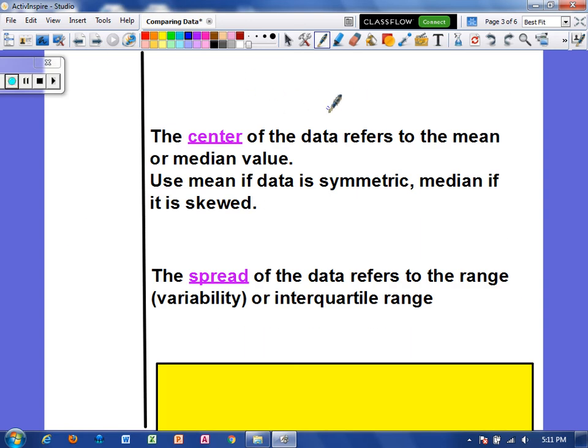Now the center of the data is referring to the mean or the median value. If your data is symmetric, then you're going to use the mean as the center. But if the data is skewed, you're going to use the median as the center. The spread of the data refers to the range, so that's just the greatest minus the least amount, and that's also known as the variability. If we're talking about a box plot, that might also include the interquartile range.